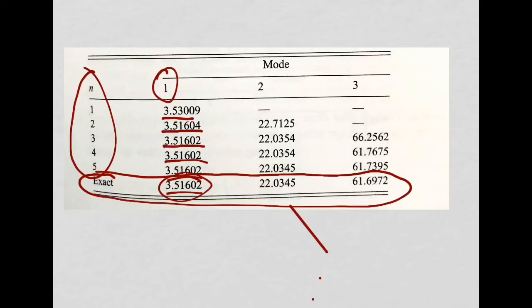For mode 2 it is similar. The more terms you use, the more you get practically the same value as the exact solution. For mode 3, if you use only one or two terms, they didn't even put any value there. You are very far away. But once you go to three terms in your approximation, you get 66. The right solution is 61.69. But once you start refining, adding more terms, you get closer to it. So it's a pretty accurate method, right?